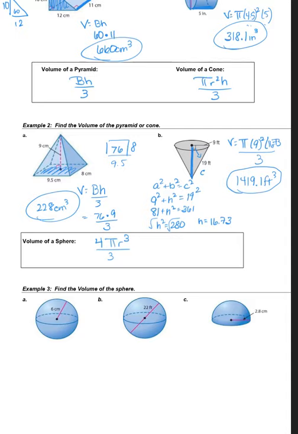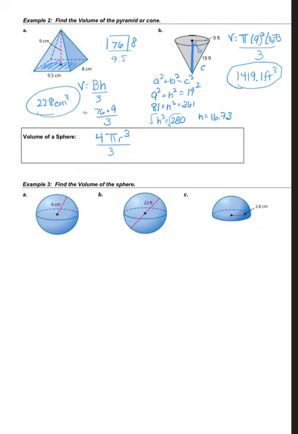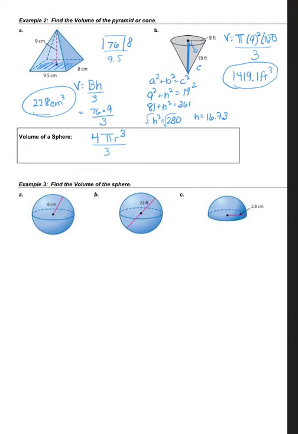So let's go ahead and see what this looks like. All right, so in part A, we're going to have 4 pi. The radius is 6 cubed divided by 3. So when I put this in my calculator, I'd start with the radius. So I go 6 times 6 times 6 times 4 times pi, and I push the equals button, and then I divide by 3. So when you do that, you're going to get 1,377.8 centimeters cubed. Again, we're going to round our final answer to the tenths place, 1 decimal place.